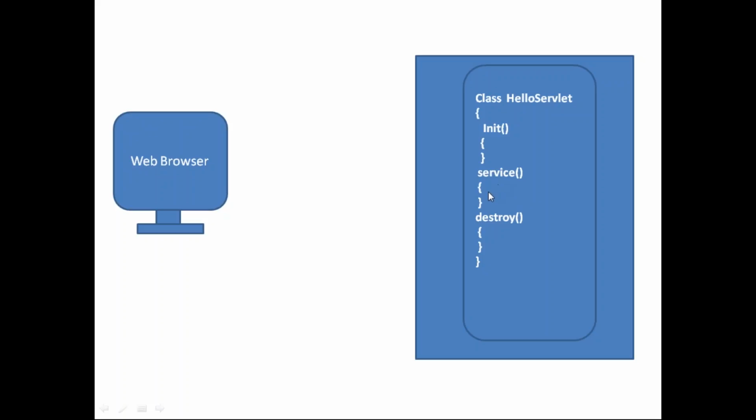Service is a very important method. We need to write all the code, the JDBC code and all the code you want to write, inside the service method. Init method and destroy method are optional. There is no necessary condition to write the init method and destroy method.